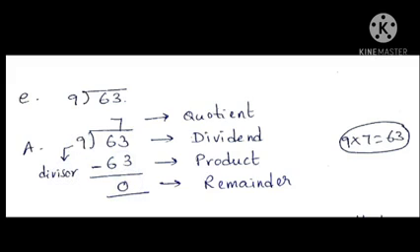This 9 is the divisor, 7 is the coefficient, this 63 is the dividend, and this 63 is the product. Why product? Tell me, children, 9 into 7. So we will call it the product. This 0 is the remainder.